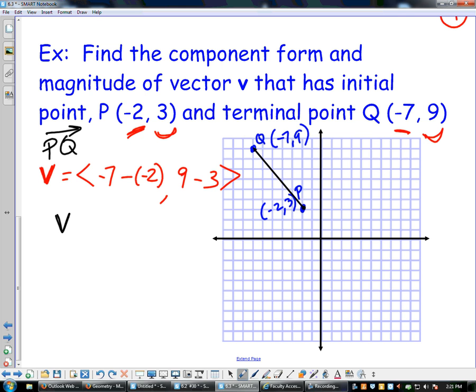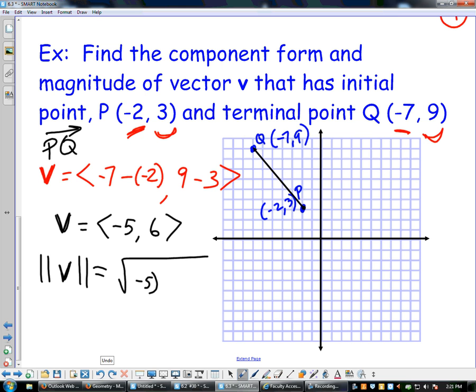So at this point, what did you end up getting? Do people agree with that? (-5, 6) in our vector braces. That is the component form. All right, and we're supposed to find the magnitude. So what's the magnitude of vector v going to equal? The square root of 61, because this is -5 squared plus 6 squared, agreed? And so we get 25 plus 36, and that is the square root of 61. Are we okay with this?